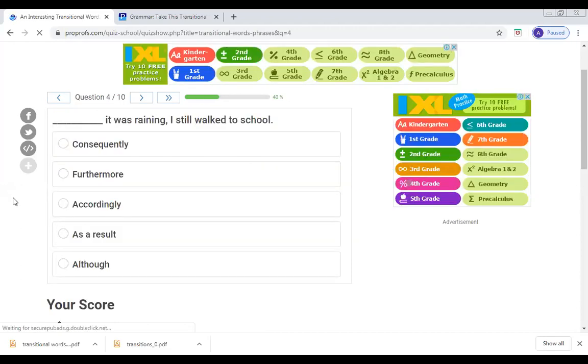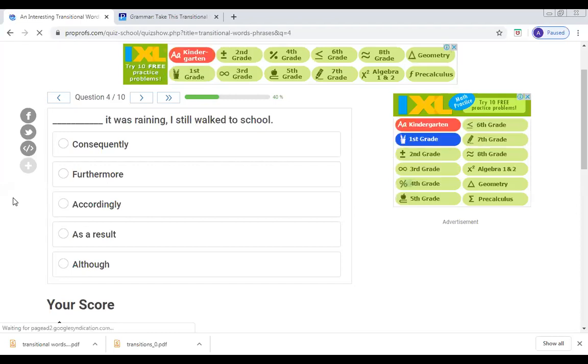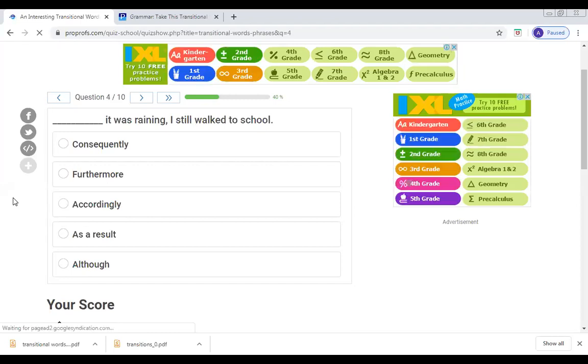What about here? It was raining. I couldn't walk to school. Although, although.